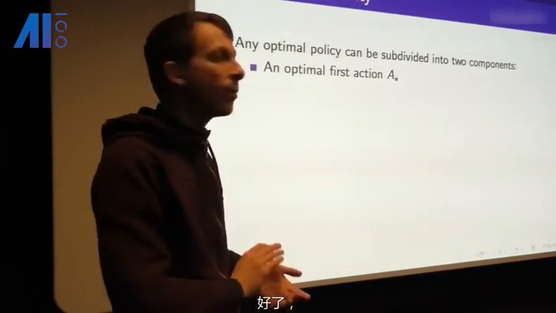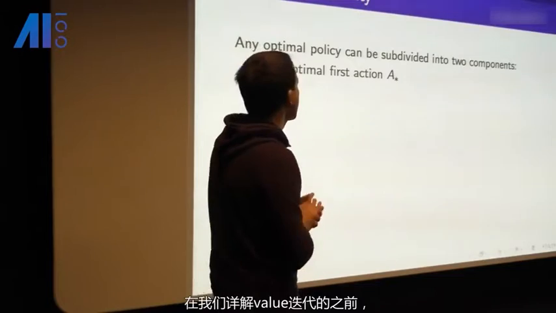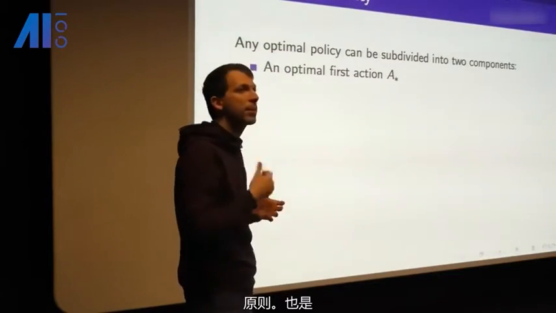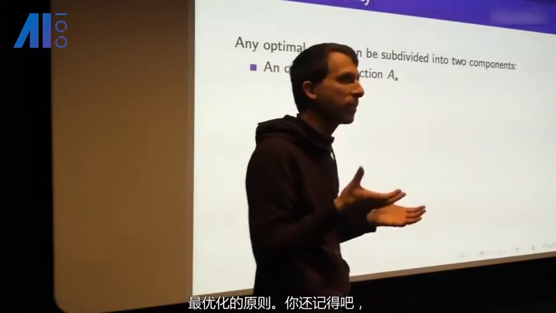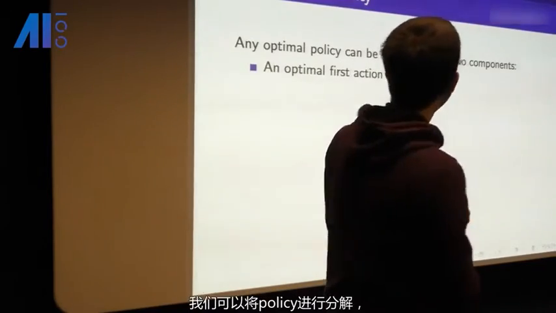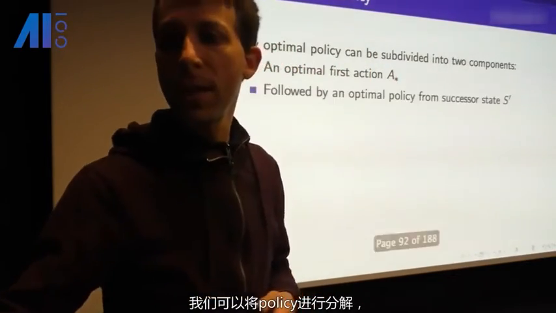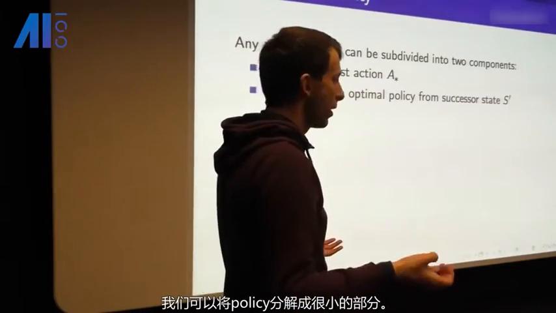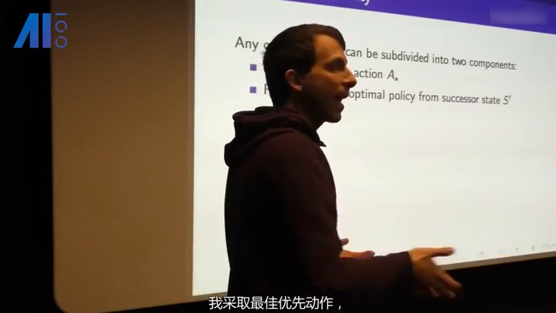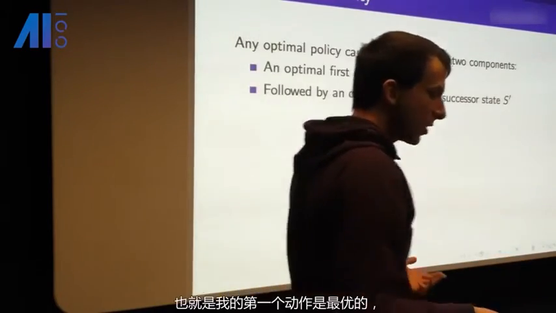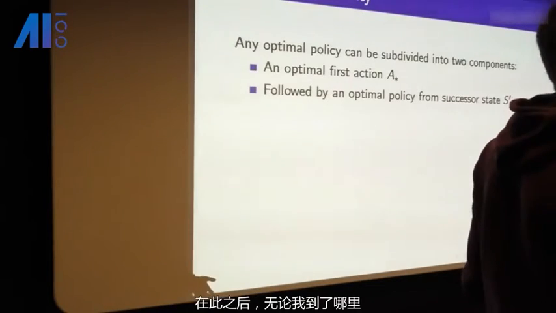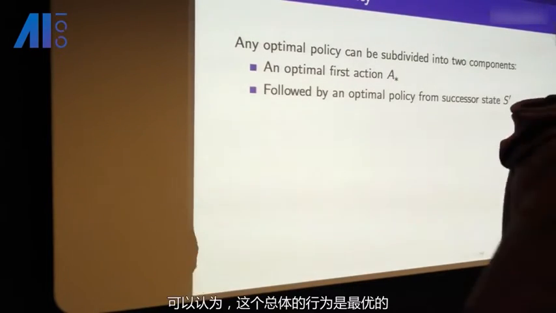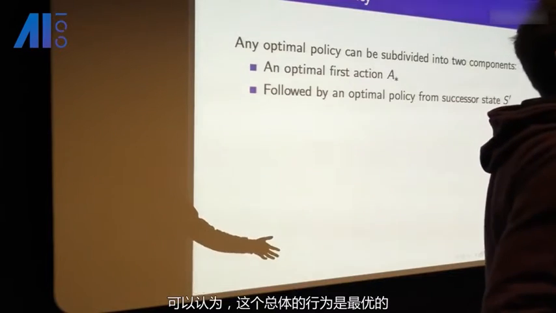Right. So before we go into the details of value iteration, I want to return to the basic principle of dynamic programming, which is the principle of optimality. If you remember, we can subdivide any optimal policy into 2 pieces. I have to take an optimal first action, and then after that I follow an optimal policy from wherever I end up. Then we can say that the overall behavior is optimal.